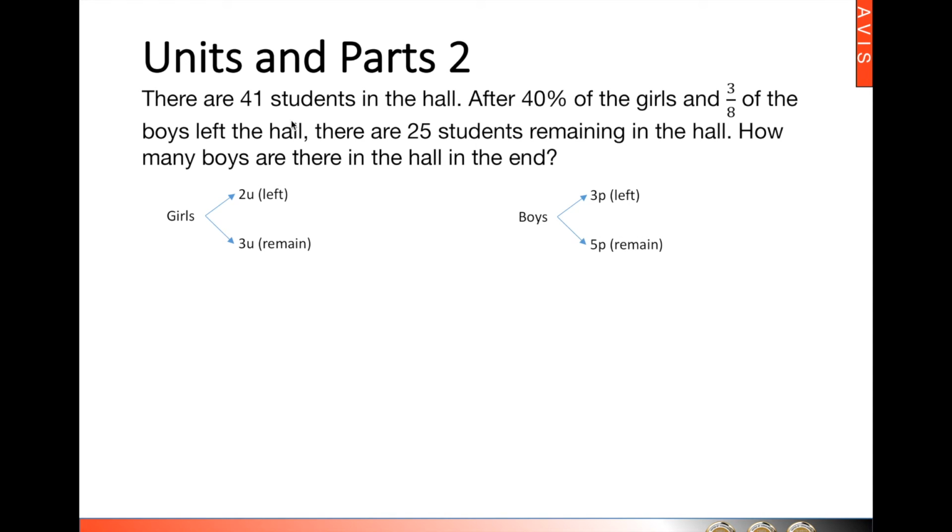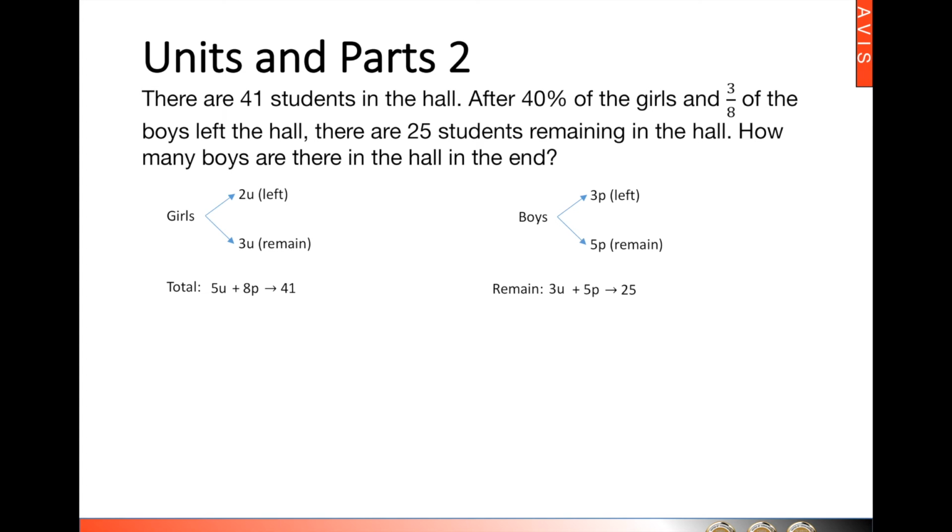Then we are given 2 pieces of information. We were told that there were 41 students in the hall at first. That means we'll have the total, 5 units of girls and 8 parts of boys, that sums up to 41. Next, we are given that there are 25 students remaining in the hall. So that's 3 units of girls and 5 parts of boys.